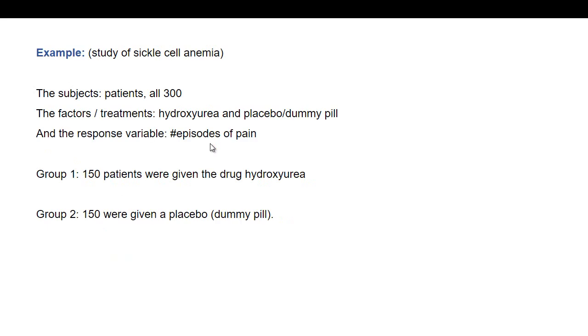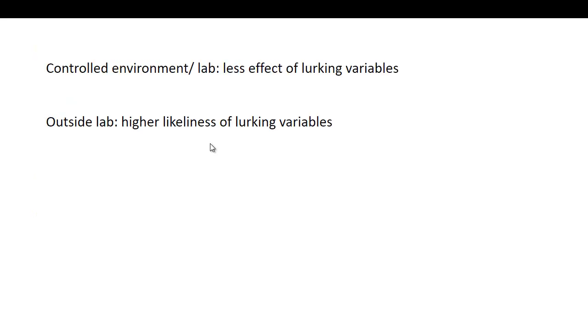Here's another example: the study of sickle cell anemia. Here, the subjects would be patients, let's say 300 patients. The factors or treatments here would be hydroxyurea and a placebo or a dummy pill, and the response variable would be the number of episodes of pain. So 150 patients are in group one, who will receive the drug, and 150 will be in group two, who will receive the dummy pill.